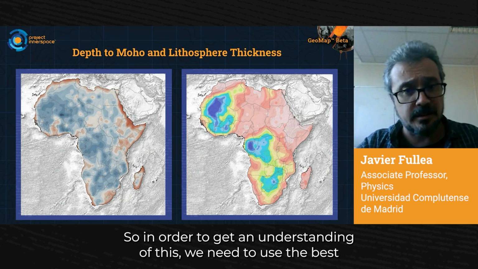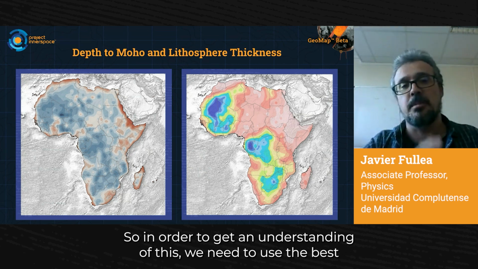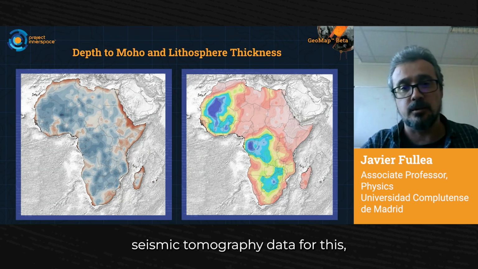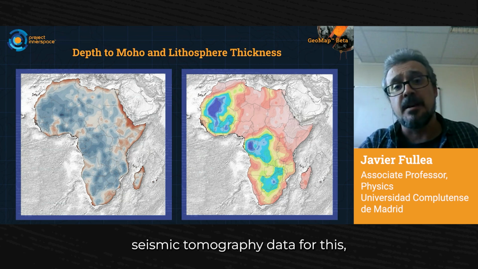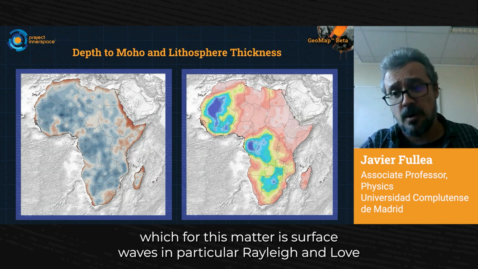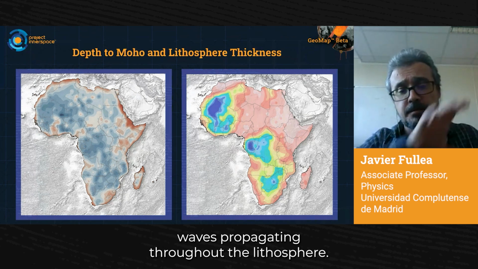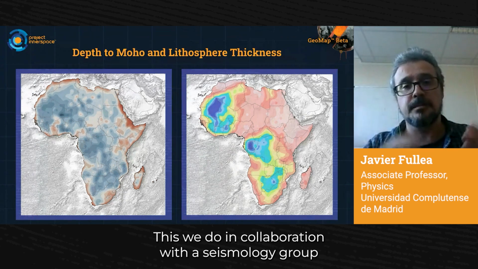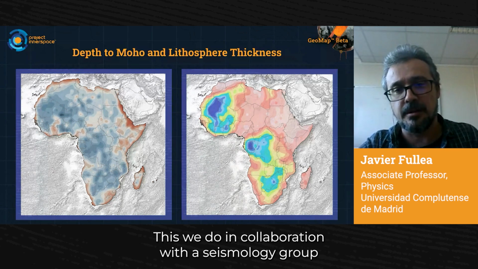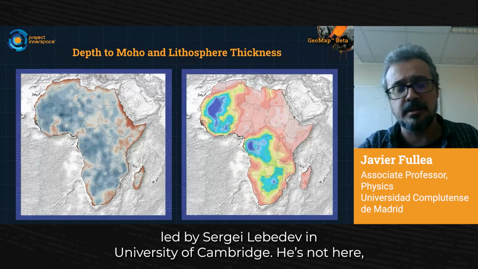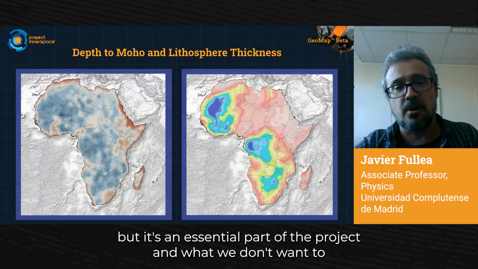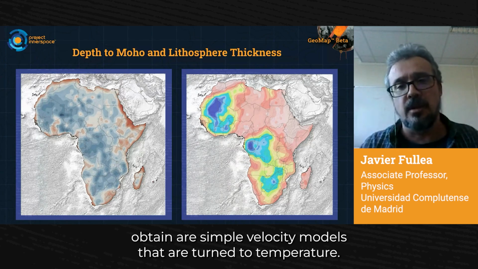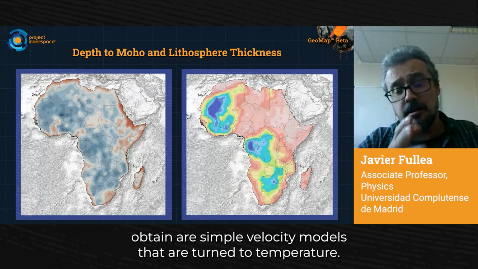So in order to get an understanding of this, we need to use the best seismic tomography data, which for this matter is surface waves, in particular Rayleigh and Love waves propagating throughout the lithosphere. This we do in collaboration with a seismology group led by Sergei Lebedev at the University of Cambridge. He's not here, but it's an essential part of the project. And we don't want to obtain simply velocity models that are then turned into temperature.